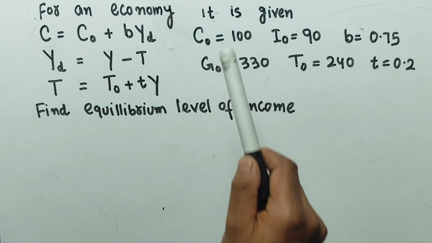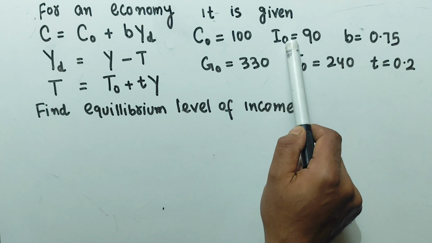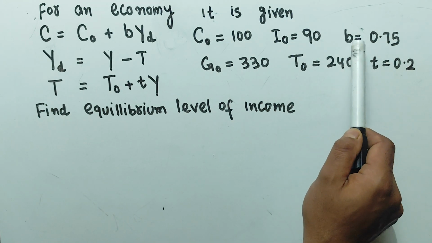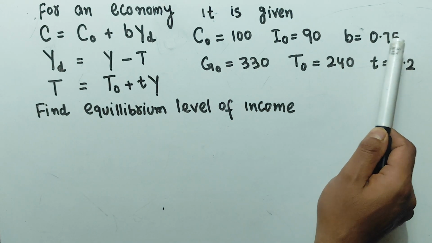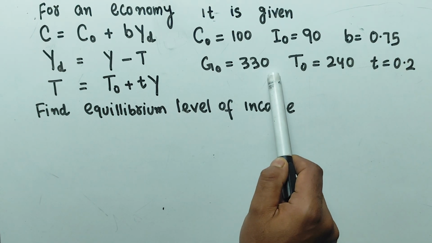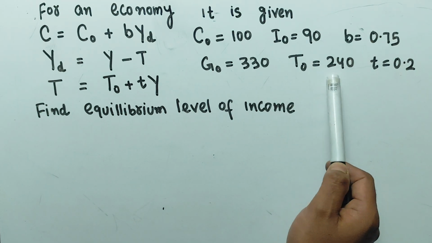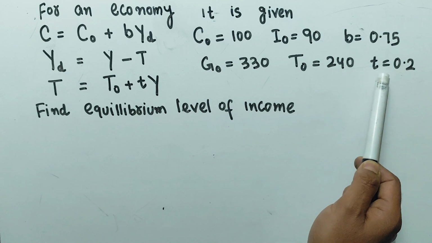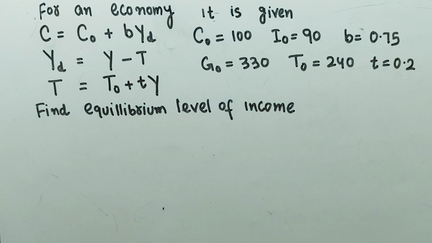We are being given that the autonomous consumption is 100, autonomous investment is 90, marginal propensity to consume is 0.75, government expenditure, which is autonomous here, is 330, lump sum taxes are 240, and the marginal tax rate is 20%. We are supposed to find out the equilibrium level of income.